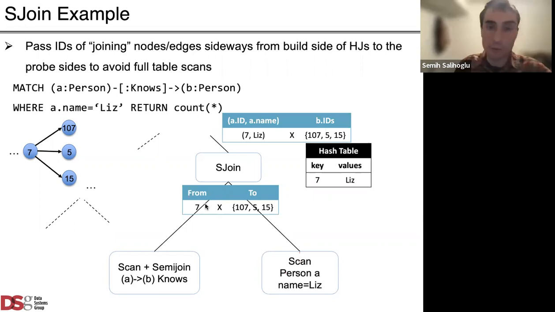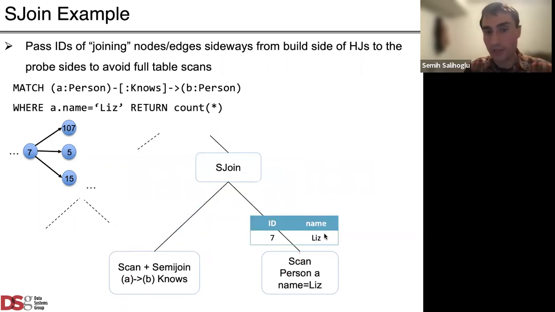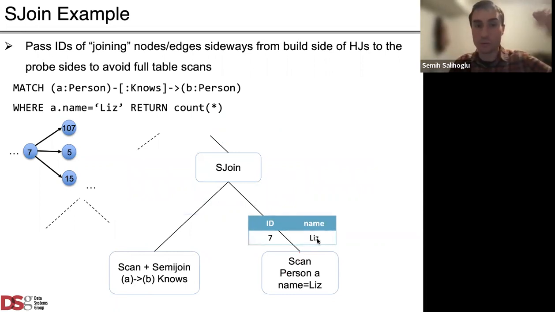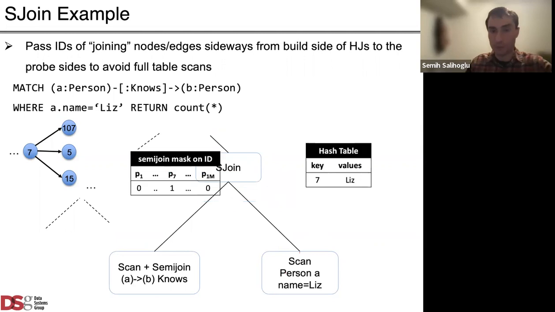So if there were multiple tuples, for example, 7 times 3 edges, I guess I should go back. So over here, if it was 7 and Liz and maybe 54 and Liz, they would all be passed to the S-join operator as a block, right? So it's essentially still vectorized, and you would pass blocks of tuples, not a single tuple. And you'd have to hash all of them, and your semi-join wouldn't have a single value. It would have 7 plus 57 as 1. So you would scan actually 2 adjacency lists.